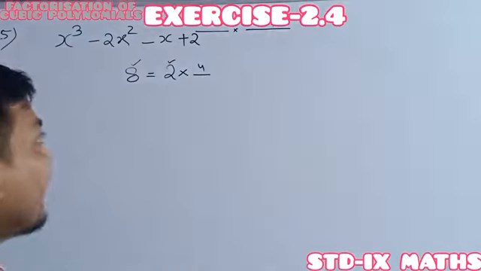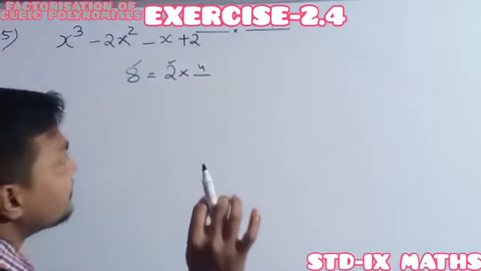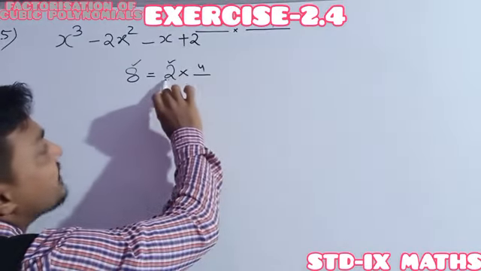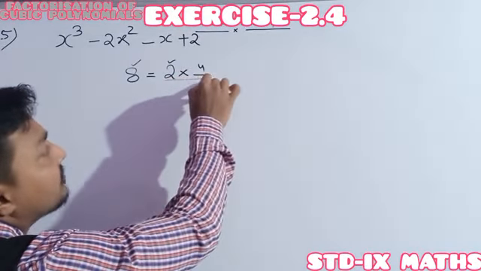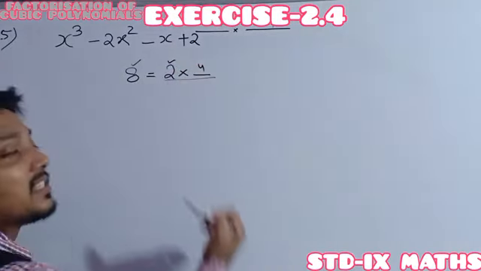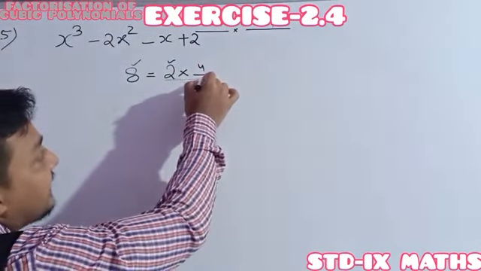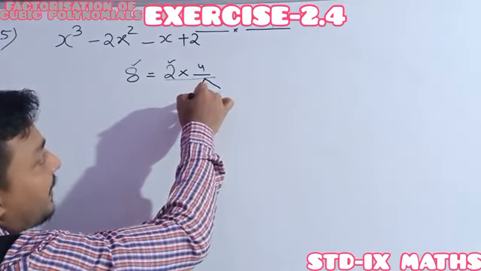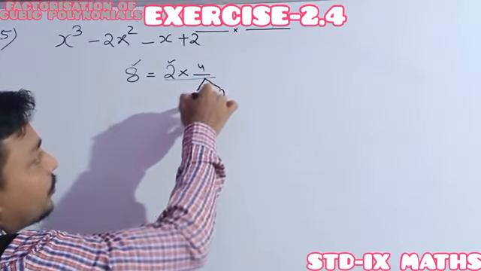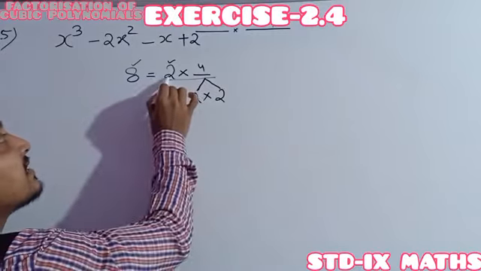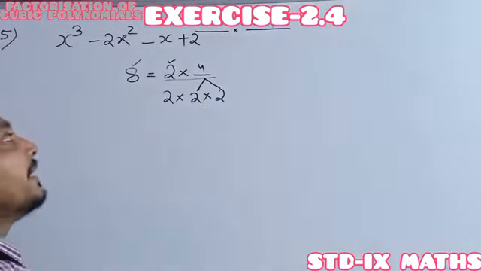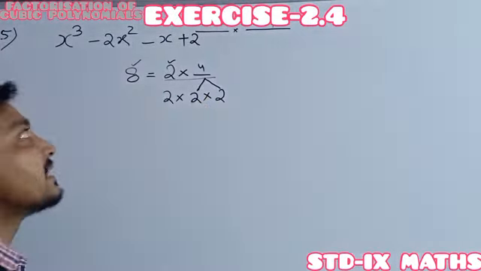Then your target is to check whether this is the prime factorization or not. This one is prime, but this one is not prime. So in the next step, you have to factorize the next factor just like this: 2 into 2. The final factorization is 2 into 2 into 2, which is the prime factorization.